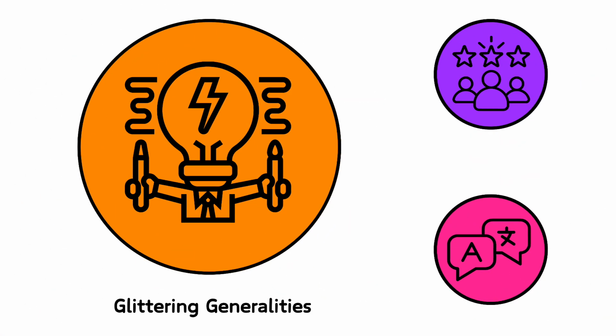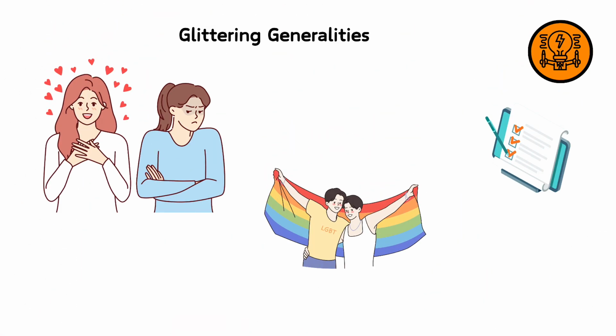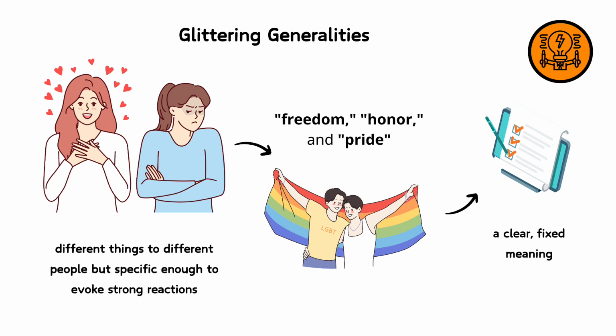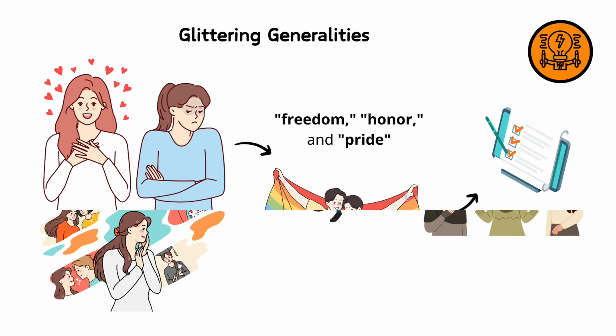Glittering generalities. Glittering generalities involve using emotionally appealing words that are vague enough to mean different things to different people, but specific enough to evoke strong reactions. For example, words like freedom, honor, and pride are positive but don't have a clear fixed meaning.